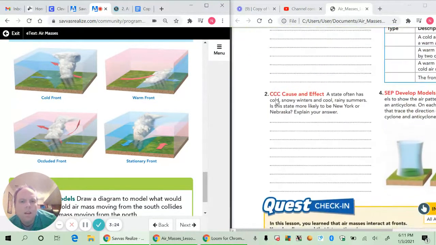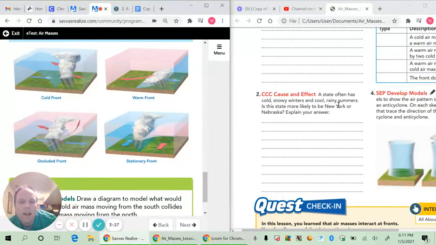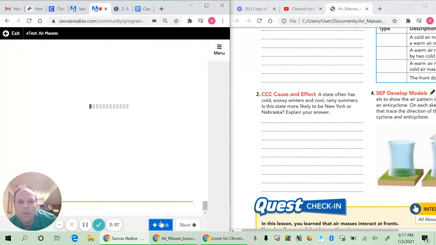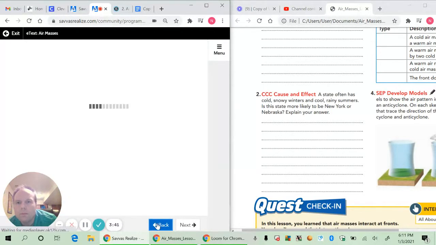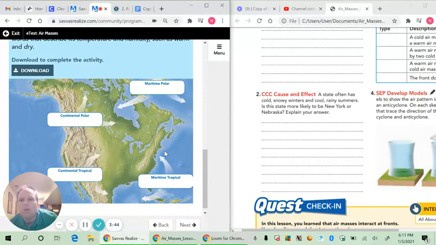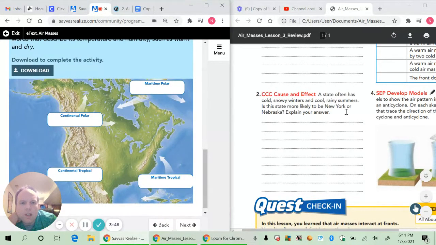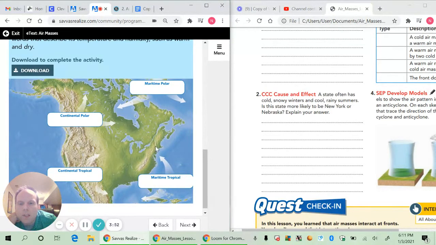Okay. Question 2, a state often has cold, snowy winters and cool, rainy summers. Is the state more likely to be New York or Nebraska? Explain your answer. Well, what I would do for this one is I'd go back and look at the air mass map in your eText. This one right here. And so if we think about, we have two locations. We have New York. New York is up over in this area. Okay, I'm pointing to it.